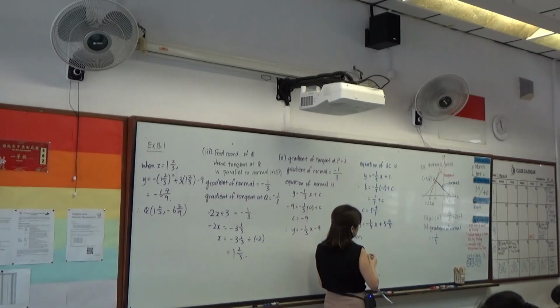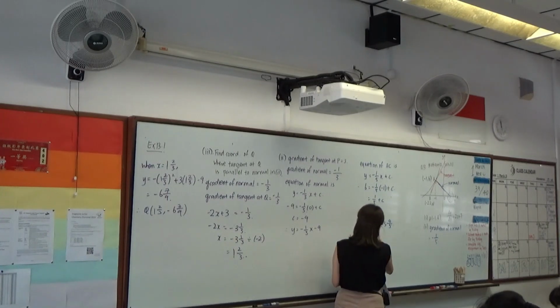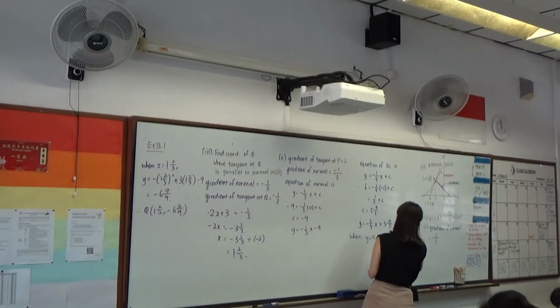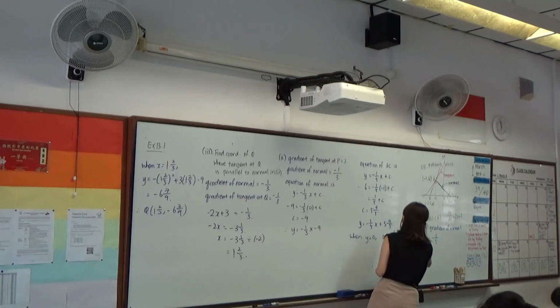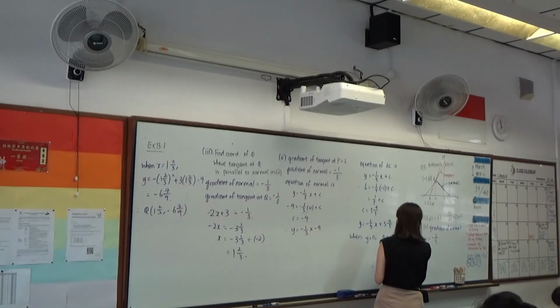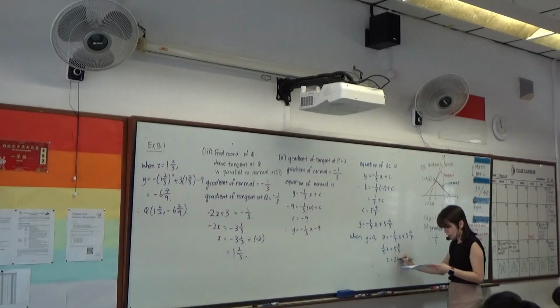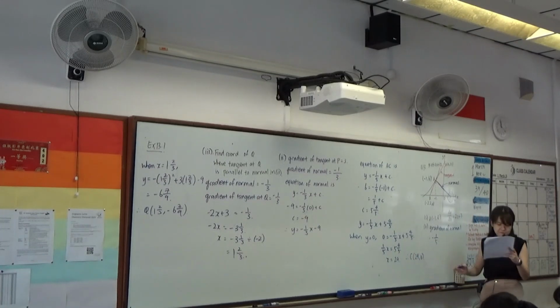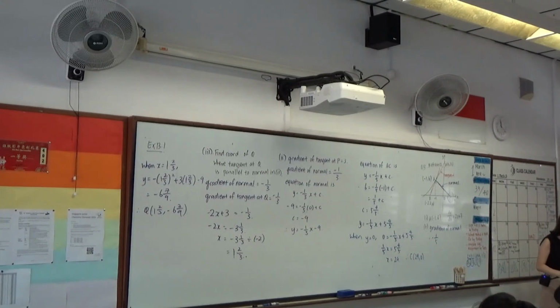To find the coordinates of C that lies on the x-axis, y equals 0. And x equals 29. Therefore, C is (29, 0).